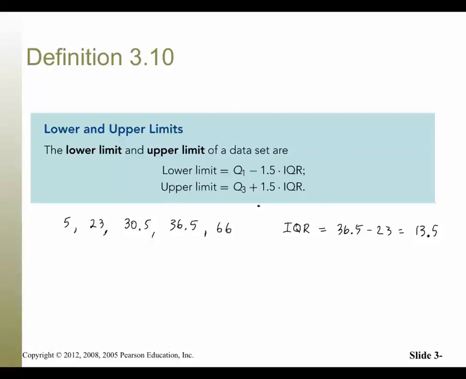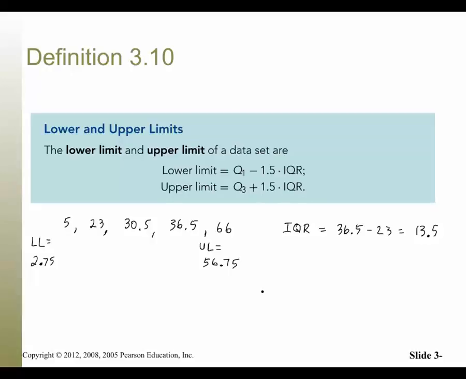Okay, so now the lower limit for this data set would be Q1, 23, minus 1.5 times that. So what's the lower limit? 2.75? So we got a lower limit of 2.75. Someone else get that? Okay, and then the upper limit? You're going to take Q3, 36.5, and add 1.5 times this interquartile range. And what's that? 56.75? Anyone got it? Just shout it out. Someone else get that? Okay, good.